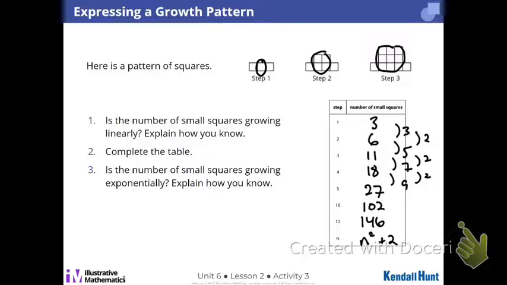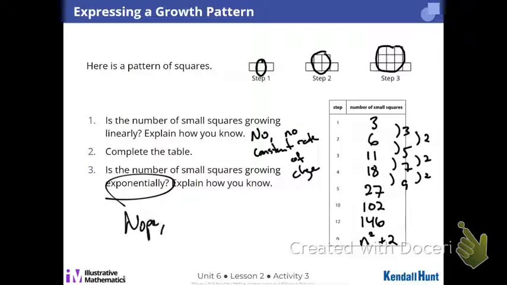So, is it growing linearly? No. How do we know? It's not going up by the same amount. There's no constant rate of change or slope, right? There's no repeated addition. How about exponentially? No. To be exponential, what does it have in common? Or how does it change? No factor. So no growth or decay factor. To get from 3 to 6 you could double, right? But then next, if I doubled 6, it'd have to be 12, and that's not there.